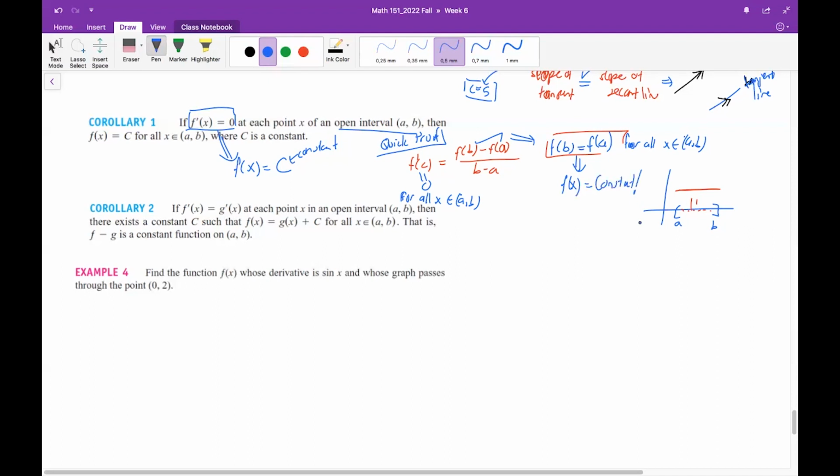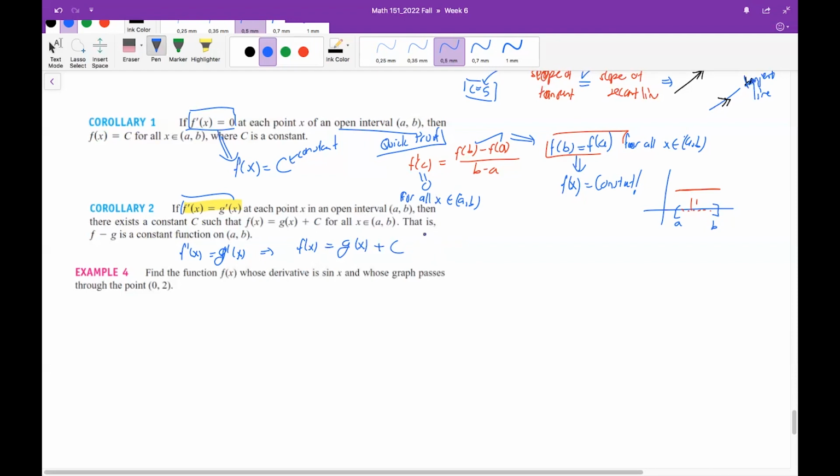So look at the second corollary, please. It says that this time we have two functions, f and g, whose first derivatives are the same. If this is the case, okay, let me write this down once more. If this is the case for all values of x over an interval, then you know that these two functions differ only by a constant, okay? They differ only by a constant.